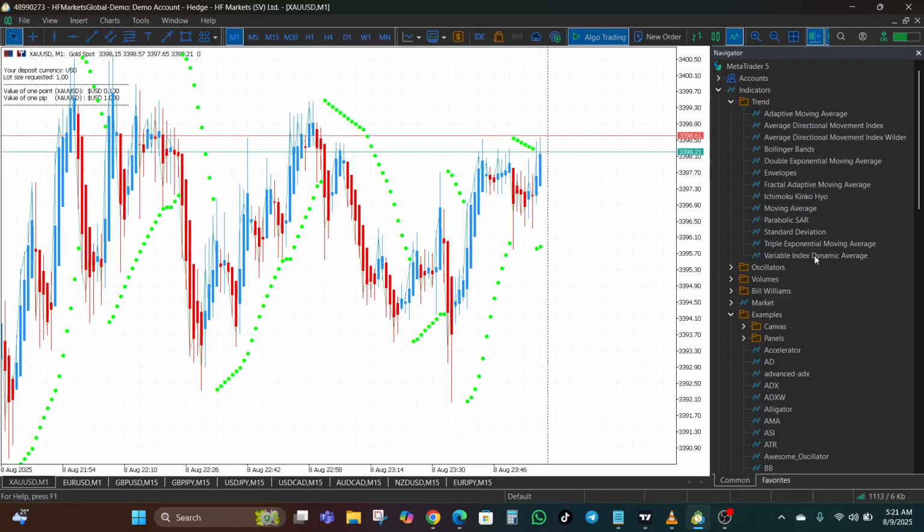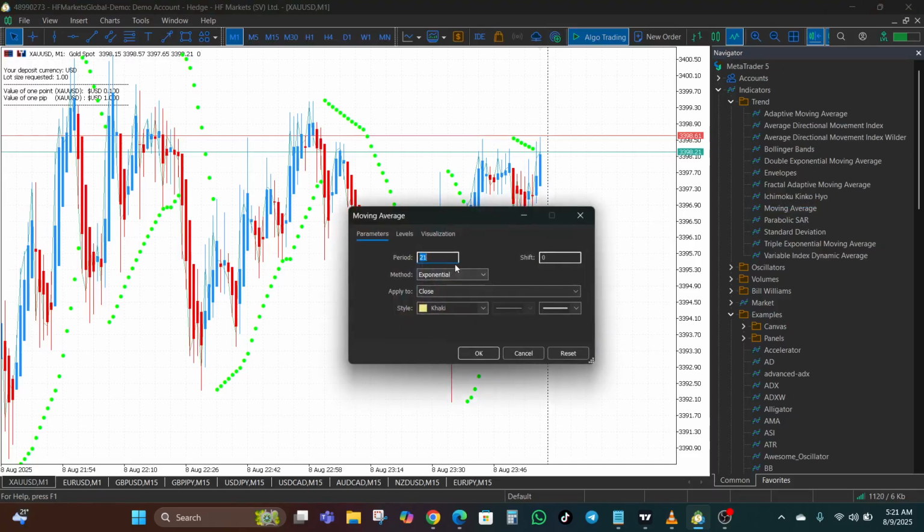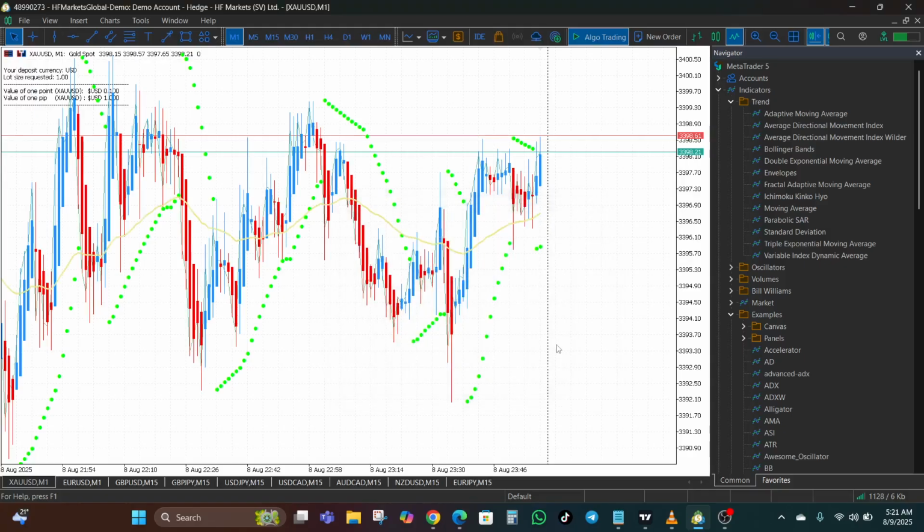And then finally, we are going to be adding the 50 period EMA. We're going to change this to 50. Exponential is the method. So this is the 50 period EMA. Okay. The EMA is your trend filter. It keeps you trading in the direction of the main market move, which is essential for consistency.